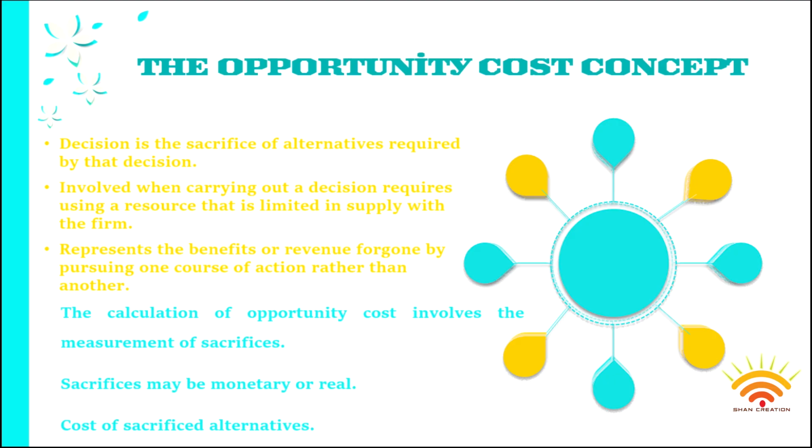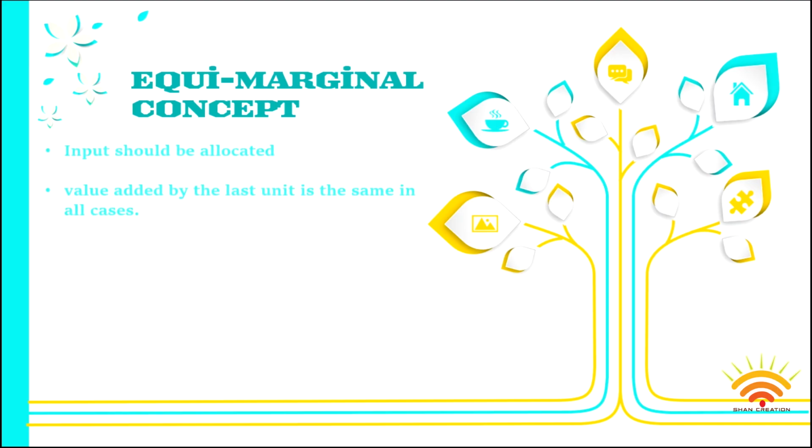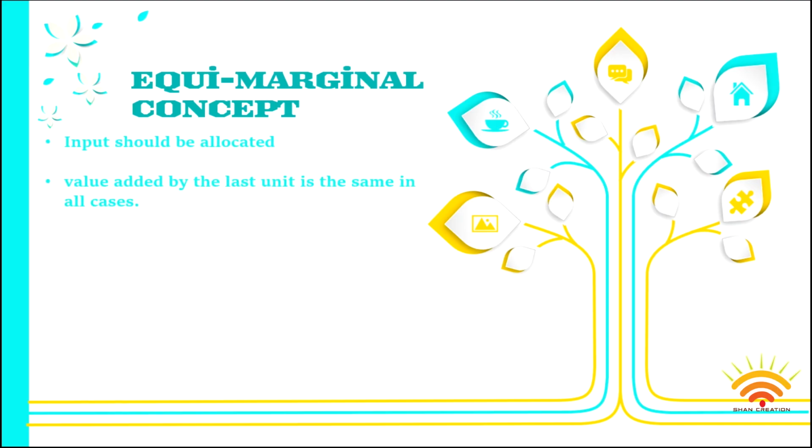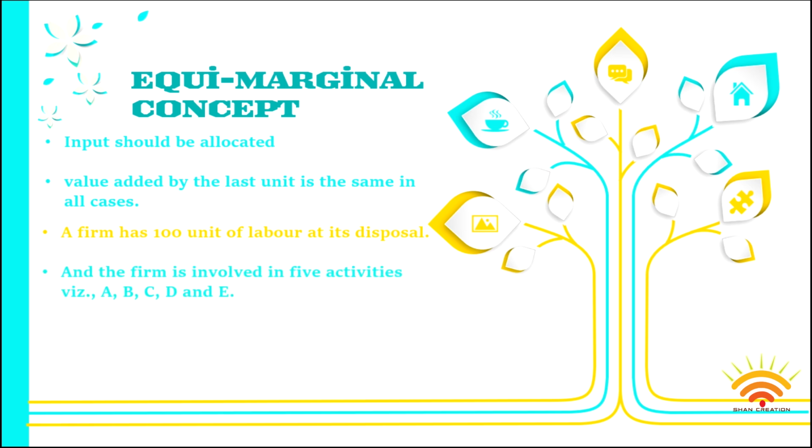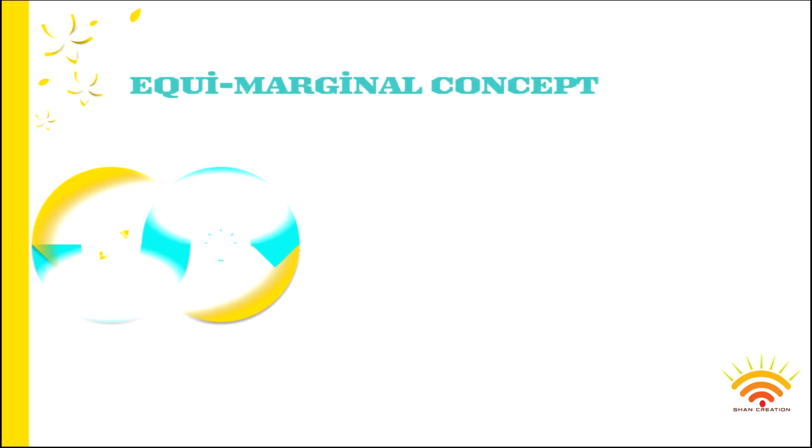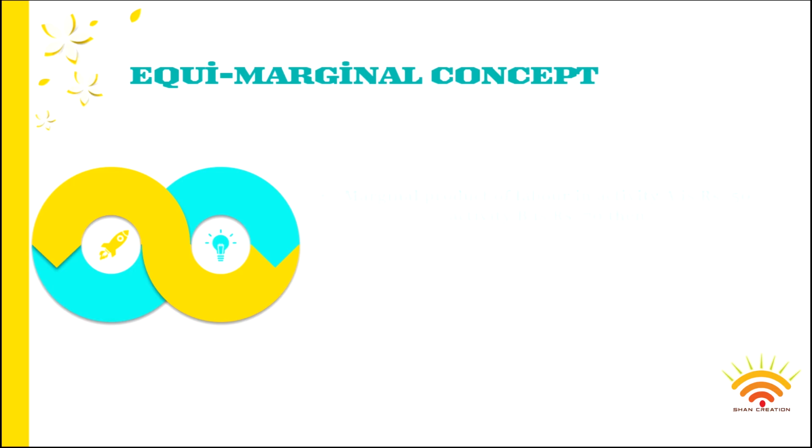Equimarginal concept. This principle states that an input should be allocated so that the value added by the last unit is the same in all cases. This generalization is popularly called the equimarginal principle. For example, a firm has 100 units of labor at its disposal and the firm is involved in 5 alternatives: A, B, C, D and E. The firm can increase any one of these alternatives by employing more labor but only at the cost, the sacrifices, of others.